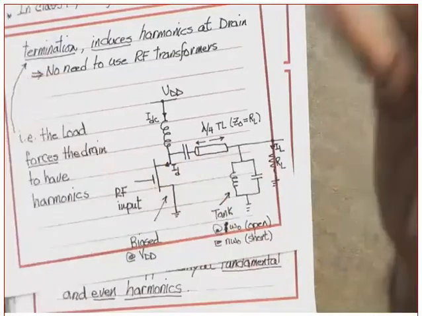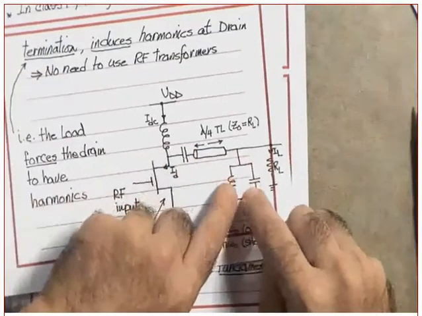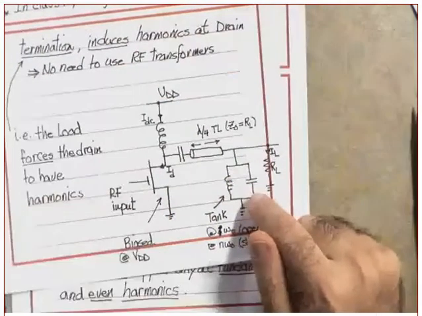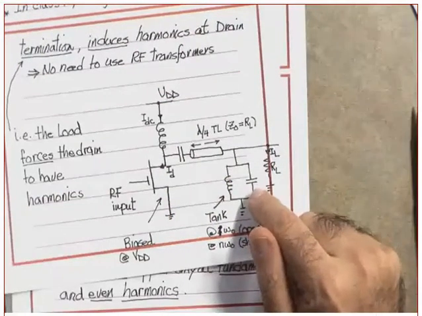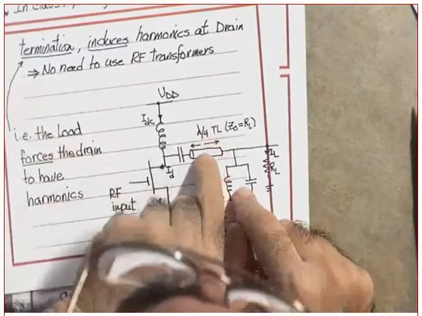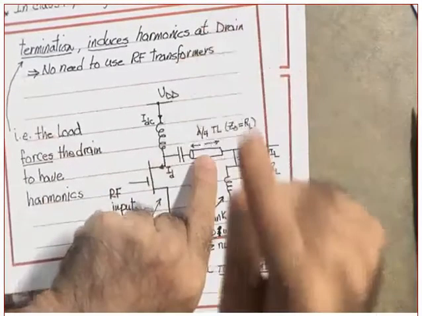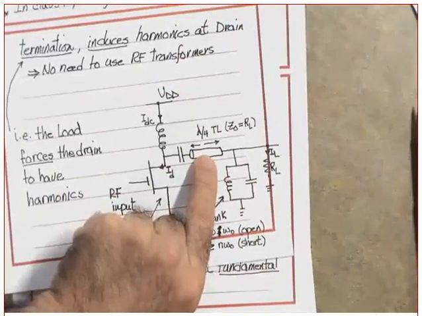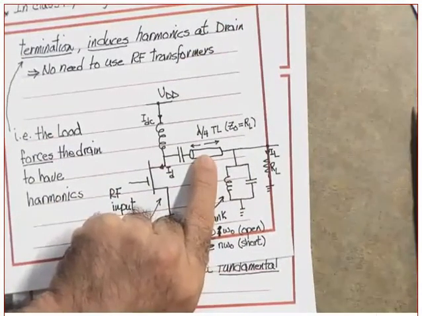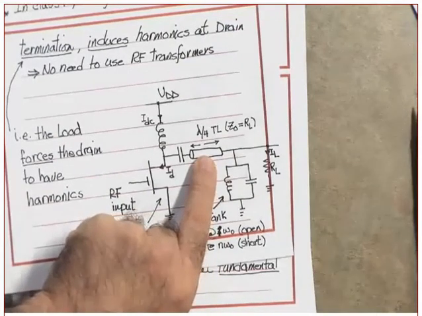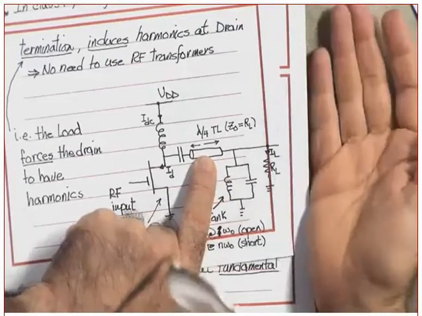Agree? Okay, even harmonics. What is this one behaving as? Still short. This one is short for any harmonics. But for even harmonics, this one is going to behave as lambda by 2 rather than lambda by 4. Because the frequency has doubled, or quadrupled, or sextupled, whatever it is you say. Did you get my point or not?